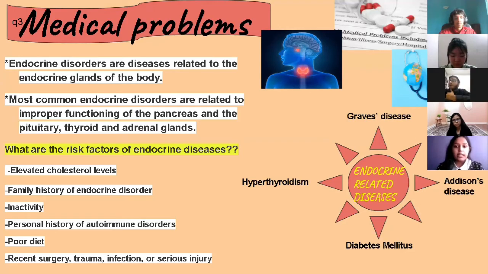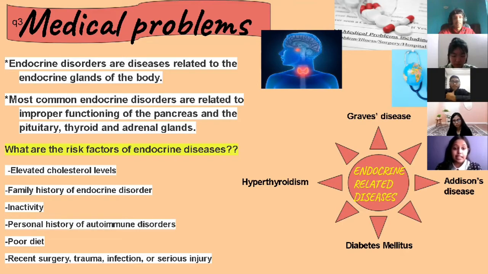Common endocrine diseases or disorders include diabetes mellitus, which occurs when the pancreas cannot release normal regulatory hormones or when the body cannot respond properly to these hormones. So this results in an inability to regulate blood sugar level, which can cause serious and wide-reaching symptoms.